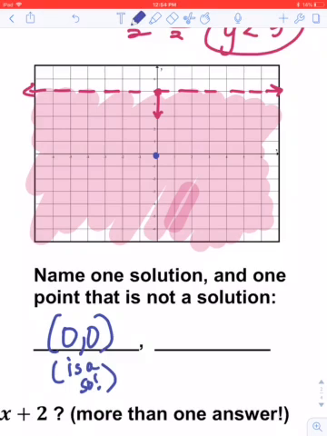Okay. The one that is not, I'm going to name something on the line because it's a dotted line. I can't actually use the line for my solution set. So I'm going to go with that one. (4, 5) is not a solution.